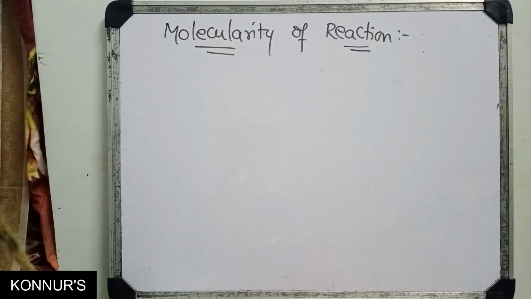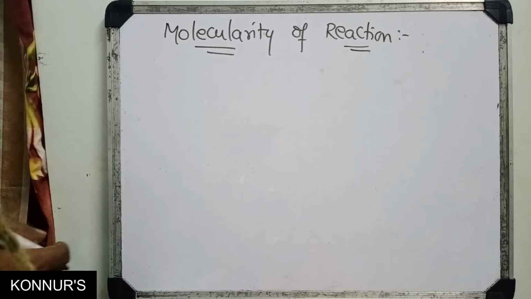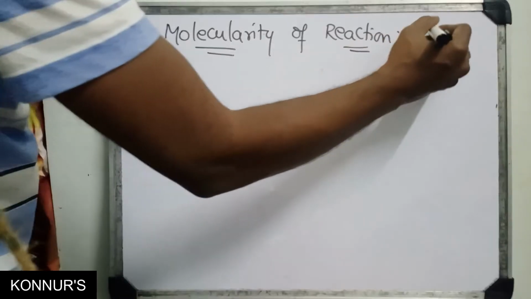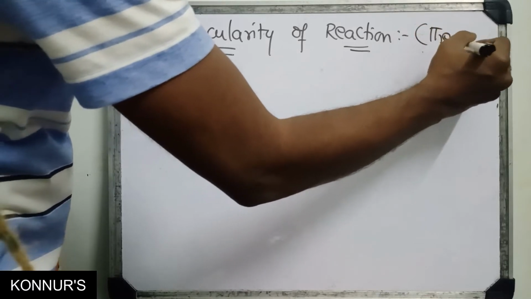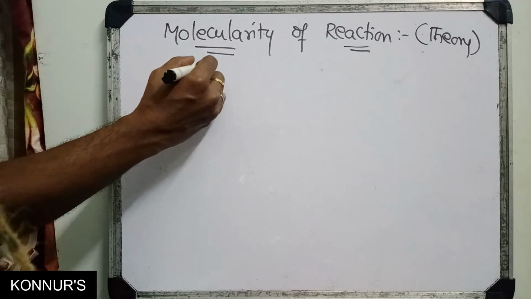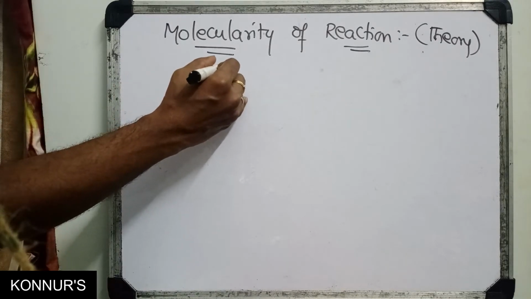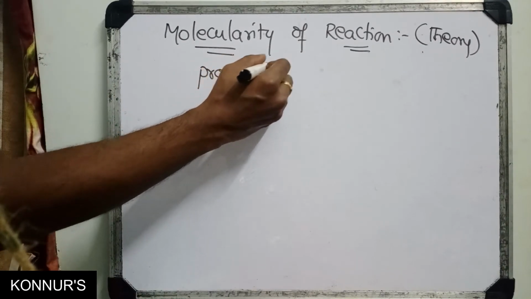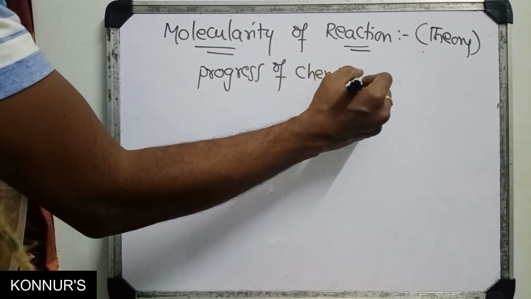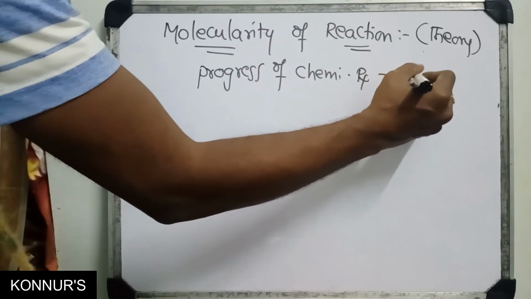So, molecularity of the reaction. Previously we discussed order. Order depends on what? Experimental data only. But molecularity is theoretical. It means the progress of a chemical reaction is explained through the mechanism.